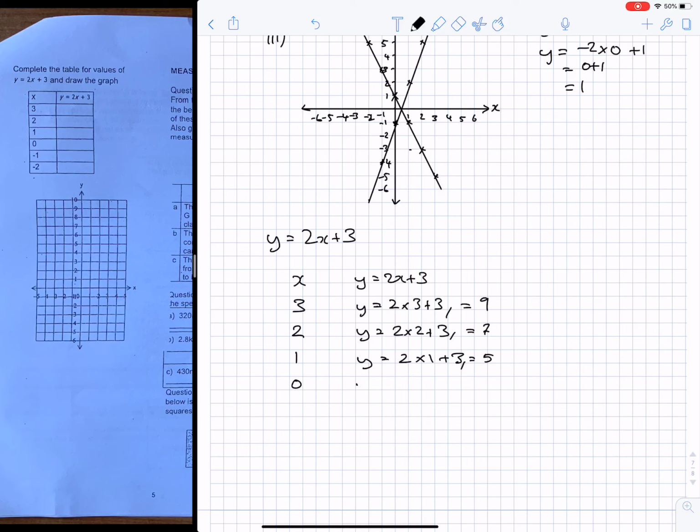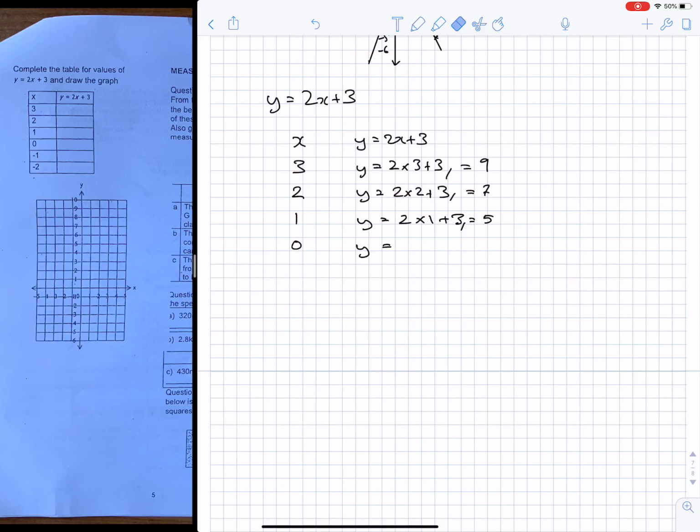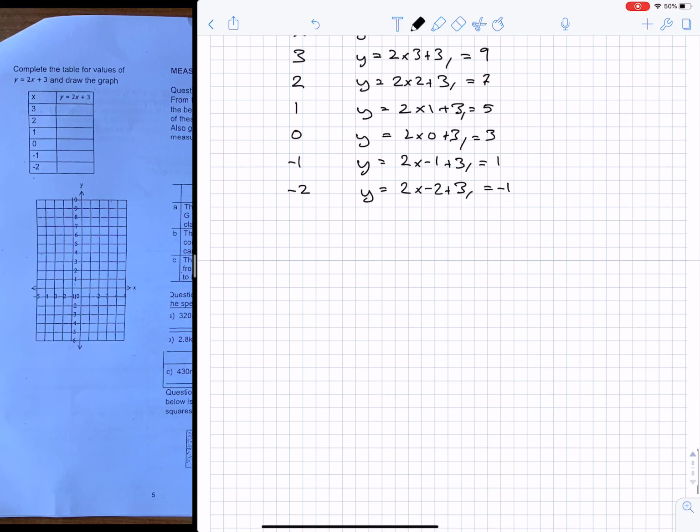And when x equals 0, y equals 3, right, because 2 times 0 is 0, plus 3 equals 3. When x is negative 1, y equals 2 times negative 1 plus 3, which equals negative 2 plus 3, which is 1. And when x is negative 2, y equals 2 times negative 2 plus 3, which equals negative 4 plus 3, which is negative 1. Okay, so let's draw this on the graph.